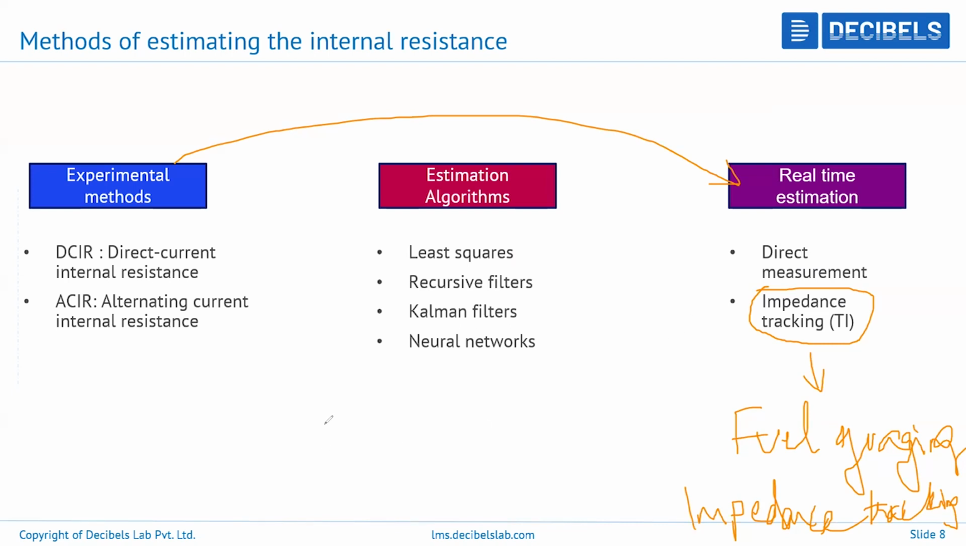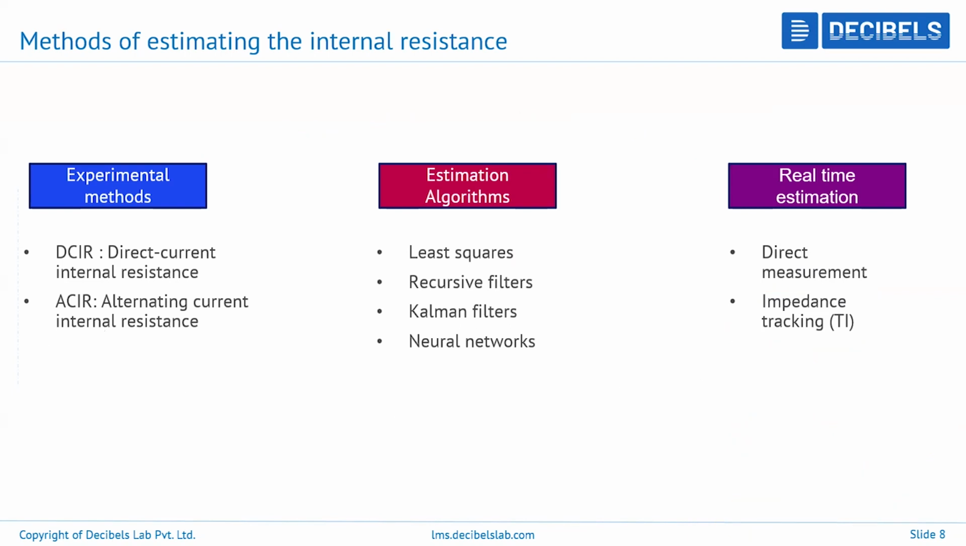Over time, we'll see that the terminal voltage trend line keeps changing, as more and more losses occur, and that is recorded as resistance. Okay, in a very simple explanation. Actually at Decibels, we are working on this right now, where we have created an algorithm which tracks the state of health using impedance tracking. So yeah, these are the different estimation methods.